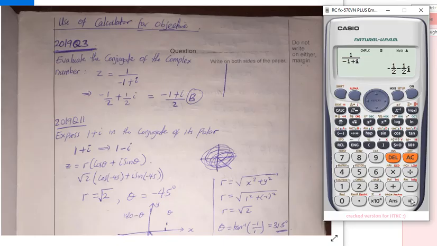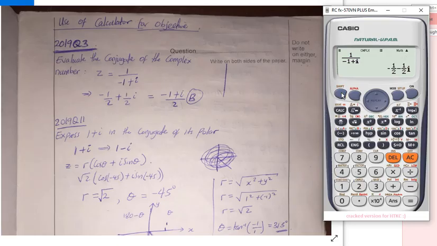So that's the answer to that question, but they say you should evaluate the conjugate. Don't forget conjugate. Conjugate actually means that you will just change this sign to plus, that's what I wrote here. Minus 1 over 2 plus 1 over 2 i. You get my point? So which is equal to minus 1 plus i over 2. That's option B from your past question.